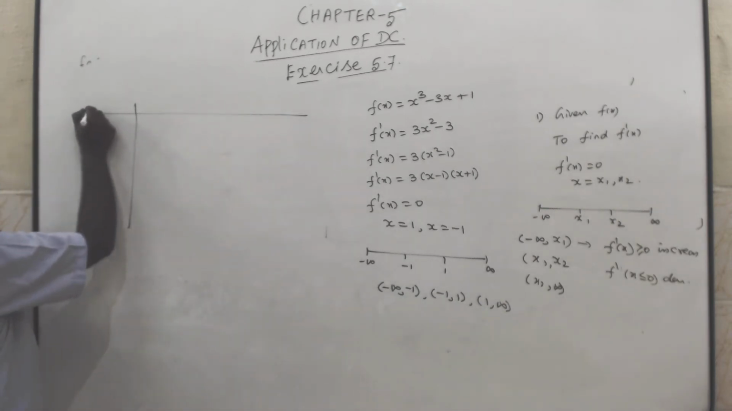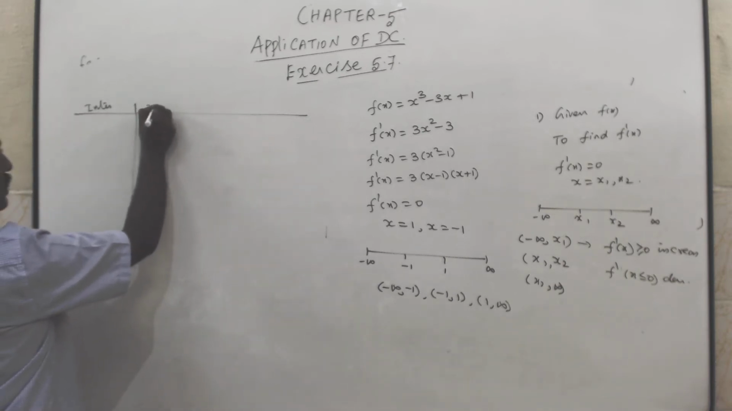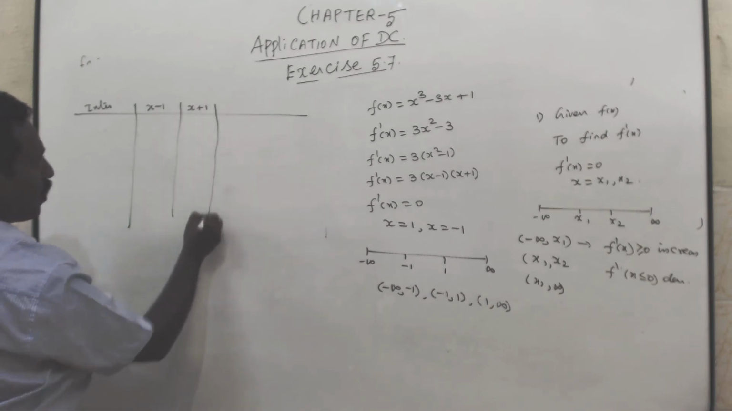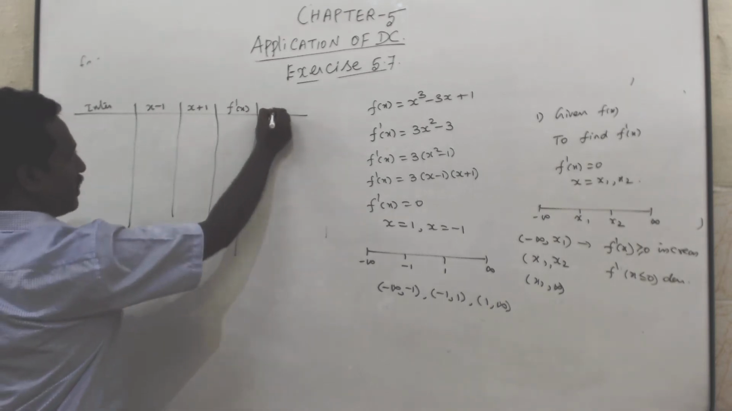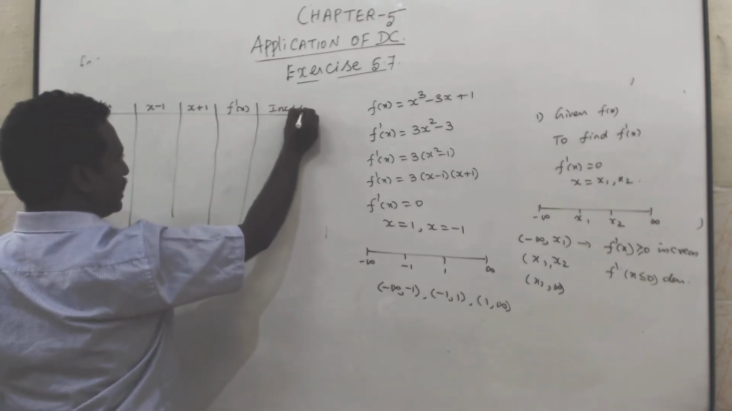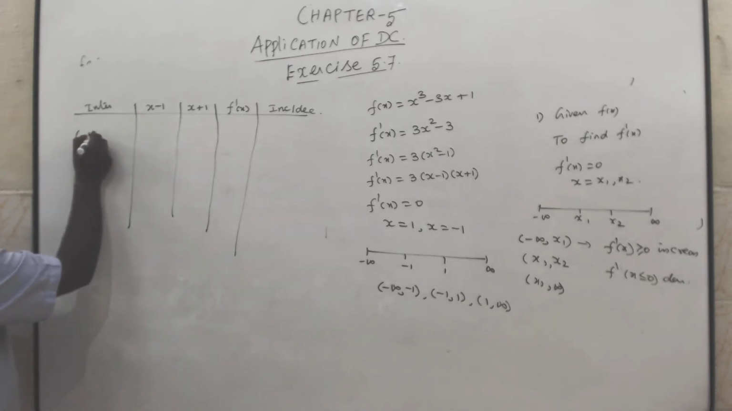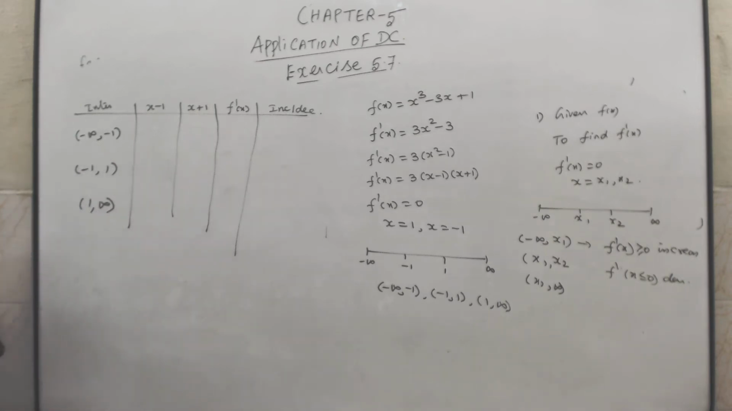In the table, the intervals, the first factor is x minus 1, second factor is x plus 1, and the product of these factors is f dash of x. They ask only increasing or decreasing. What is the first interval? Minus infinity comma minus 1. What is the second interval? Minus 1 comma 1. Third interval, 1 comma infinity.